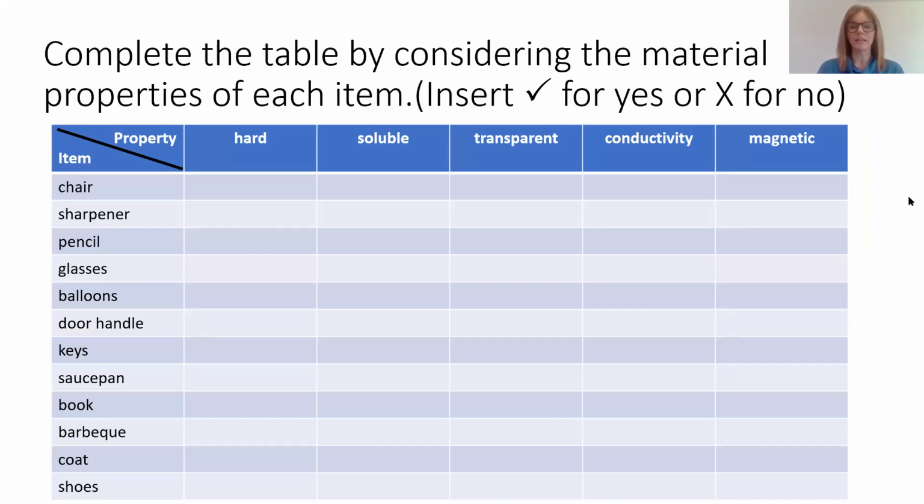So you're going to write this table out, give a tick if you think yes, that is one of the properties for the material that you're looking at, or you can put a cross for no. So for example, chair, if you think a chair may be hard, then you would tick underneath where it says hard. If you think it's soluble, hopefully you know what that means now, you can put a cross or a tick next to it, and so on. You go through and you can look at each column and tick or cross for each of those.